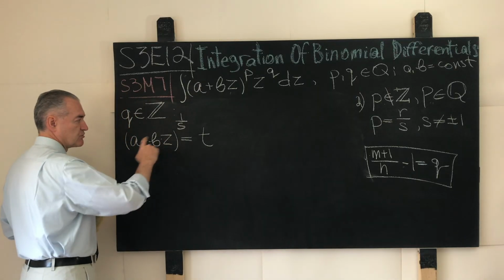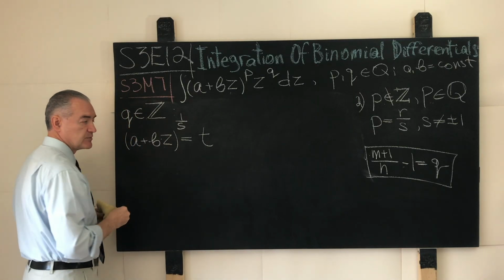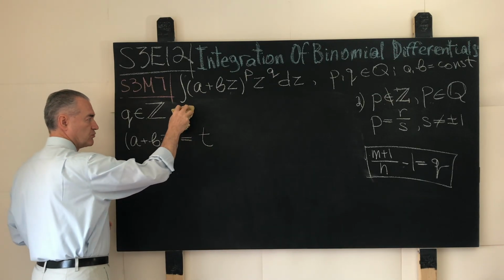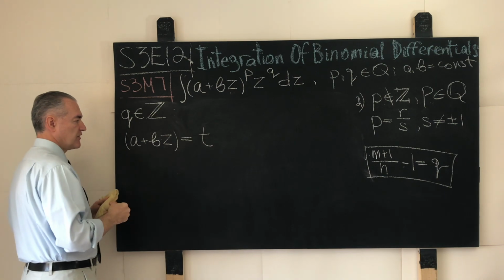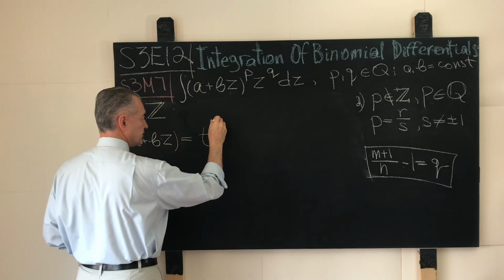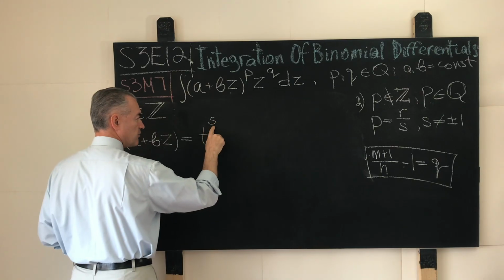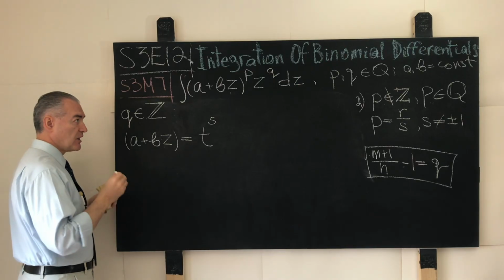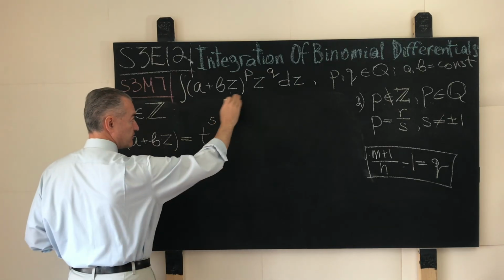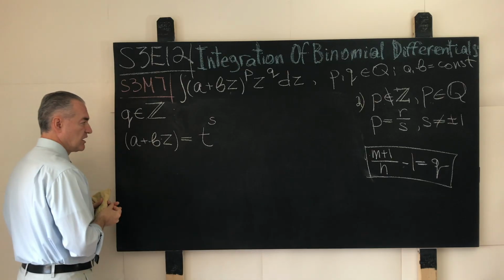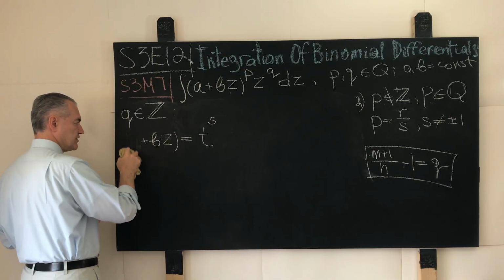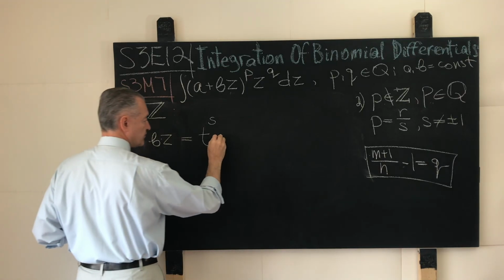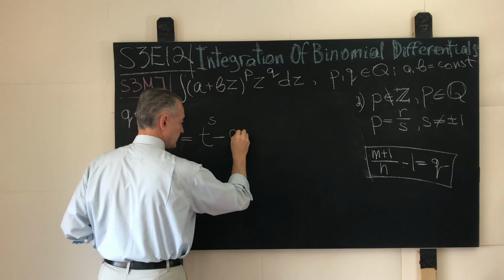And in this case, when we raise both sides of this new substitution, t is our new integration variable, to one and the same power s, what will we have? We will have a plus b times z equals t raised to the power of s. But s, remember now, is what? A number that is whole. So now we're beginning to manufacture a function that is rational in t. Now we move a to the other side of the equal sign. We have t raised to the power of s minus a.